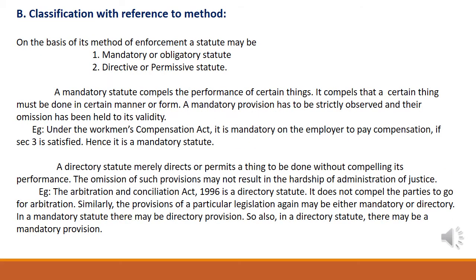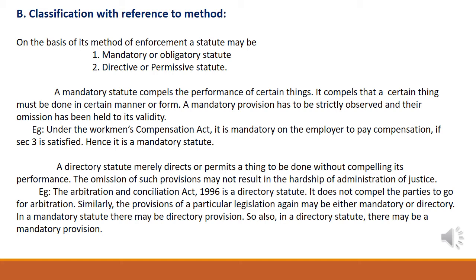Coming to the second classification with reference to method. On this method of classification, we have two types, mandatory or obligatory statute and directory or permissive statute. As per the definition itself, mandatory has certain rules and regulations to be followed. A mandatory statute compels the performance of certain things. It compels that certain things must be done in a certain manner or form. A mandatory provision has to be strictly observed and its omission has been held fatal to its validity. An example is the Workmen's Compensation Act. It is a mandatory act and it is the responsibility of the employer to pay compensation if section 3 is satisfied. Hence, it is a mandatory statute.